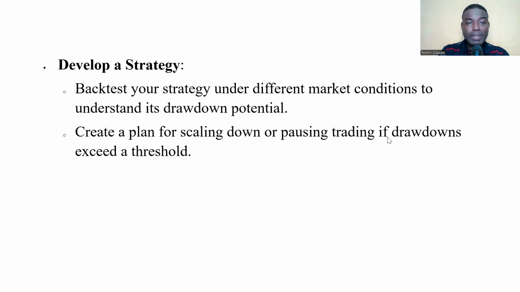Next thing is you need to develop a strategy. Backtest your strategy under different market conditions to understand its drawdown potential. See, in the course of backtesting, you can know the drawdown potential of the strategy you're using, and that will help you to know whether you should stick with that strategy or not. Next thing you need to know under developing a strategy is to create a plan for scaling down or pausing trading if drawdowns exceed a threshold. This is very important. You need to have a plan in place to scale down or to pause trading if the drawdown exceeds a particular threshold that you have predetermined earlier on.